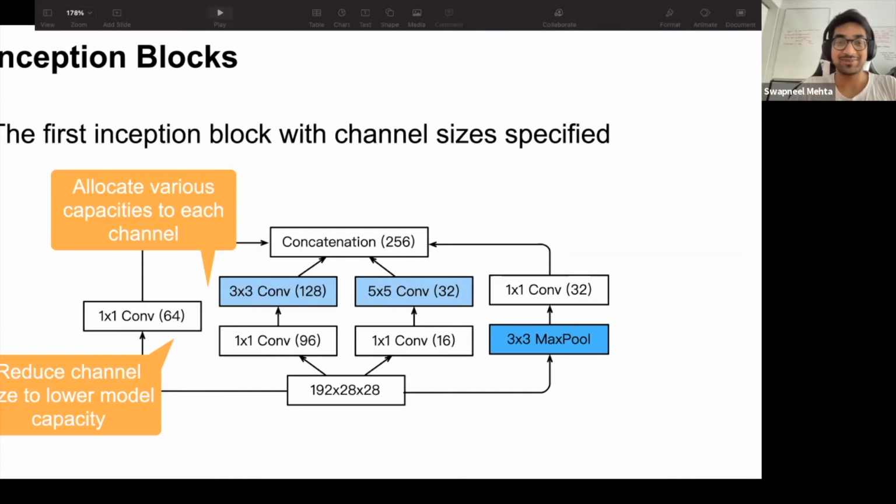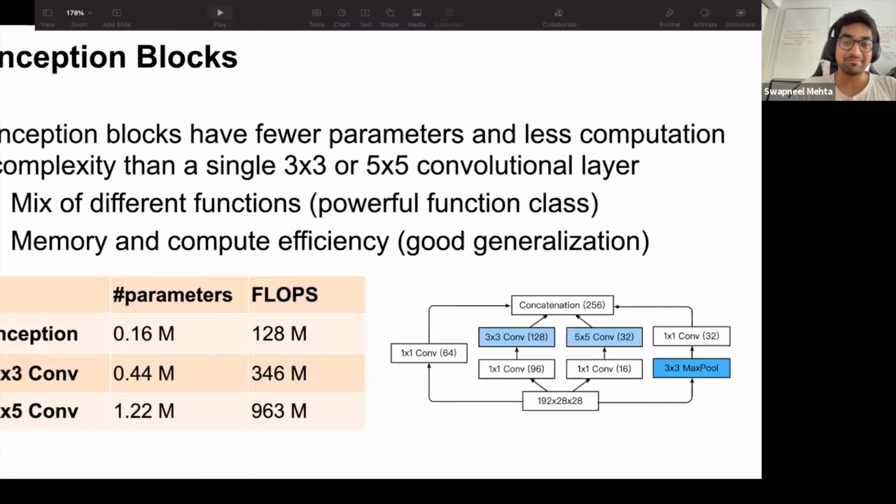And it works well. Inception blocks have fewer parameters because of this channel-wise split. Instead of just a 5x5 convolution applied to everything, you have 3x3, 1x1, 5x5, all of them. Memory and compute efficiency, and that's useful because then you can train it on more data, just train it for longer.